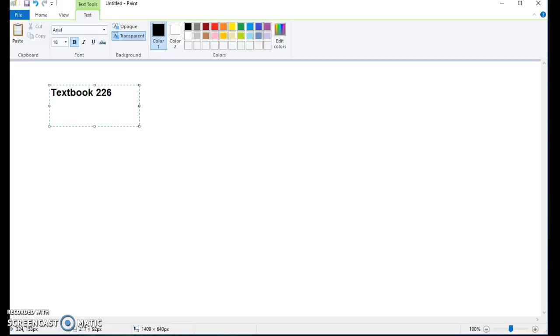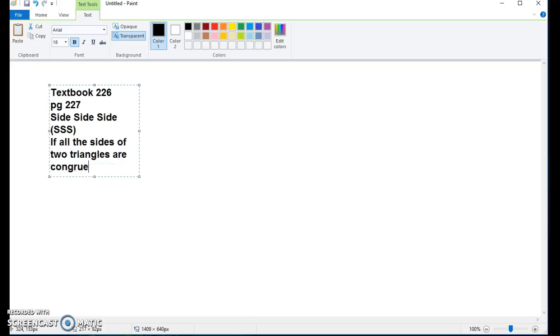Now, the first one is on page 227. So next page, just page over. And the first one is called side, side, side, or SSS. Basically what this says is if all the sides of two triangles are congruent, then the triangles are congruent.